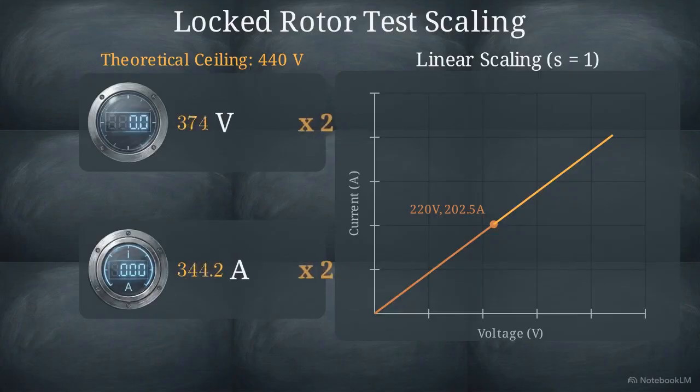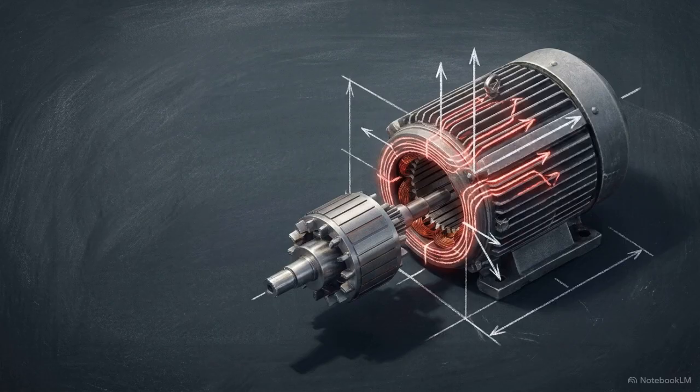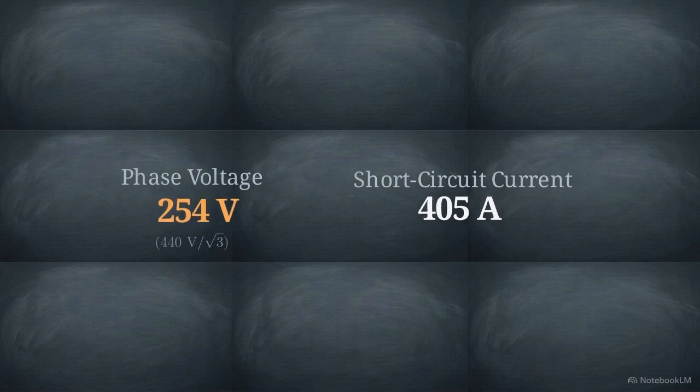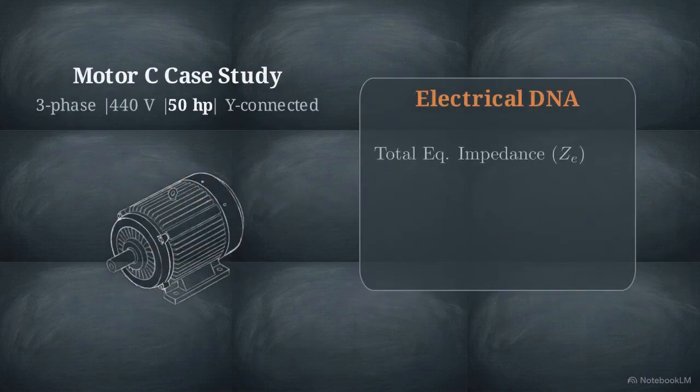Doubling the test voltage doubles the current, giving us a scaled short-circuit current of 405 amps. This defines the absolute boundary limit, the maximum theoretical current that would flow if the motor were jammed at full power. With the scaled voltage, current, and wattage locked in, we divide them out to isolate the physical properties of the internal wiring. We extract total equivalent impedance, the internal resistance, and the leakage reactance.